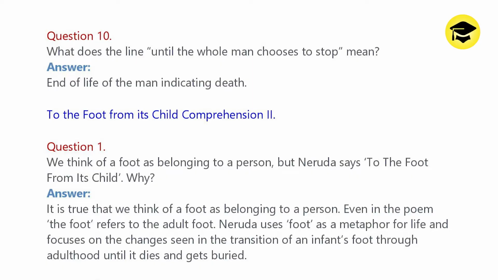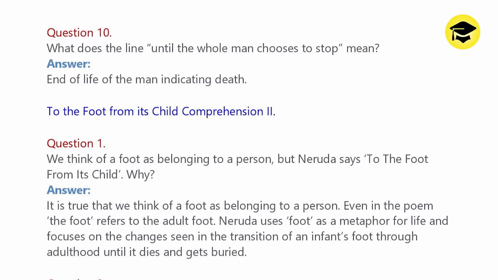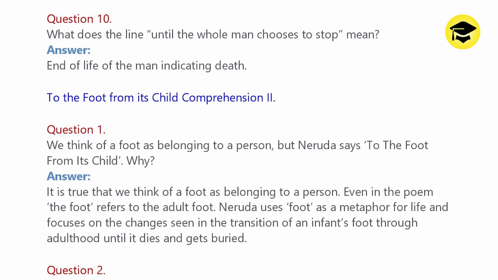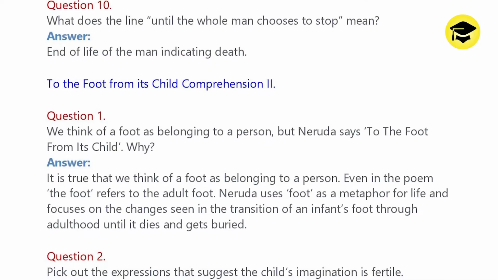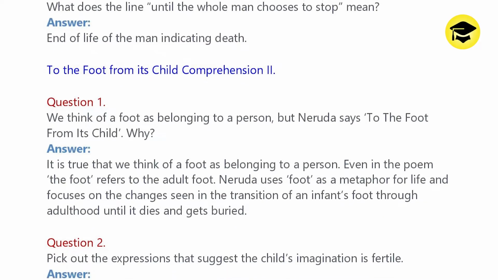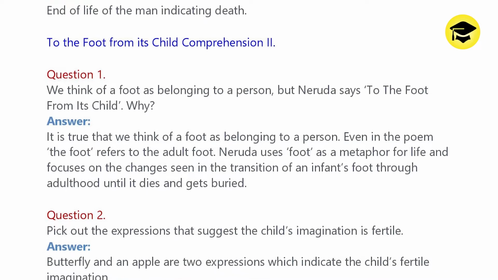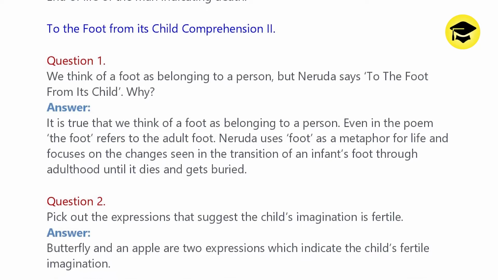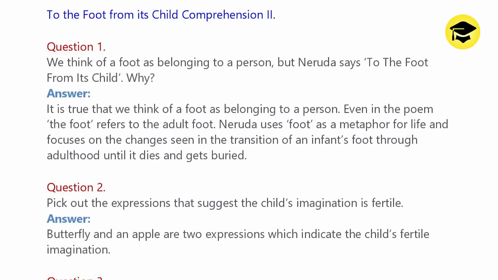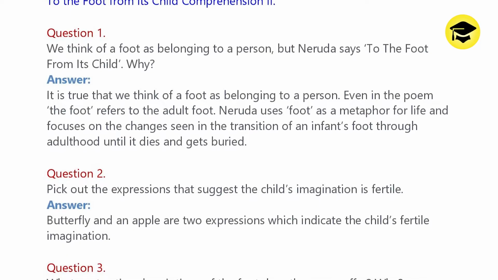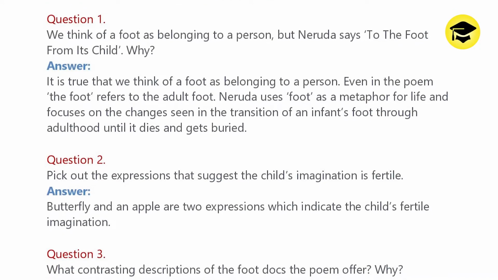To the Foot from Its Child, comprehension 2. Question 1. We think of a foot as belonging to a person, but Neruda says "to the foot from its child." Why? Answer. It is true that we think of a foot as belonging to a person. Even in the poem, the foot refers to the adult foot. Neruda uses foot as a metaphor for life and focuses on the changes seen in the transition of an infant's foot through adulthood until it dies and gets buried.